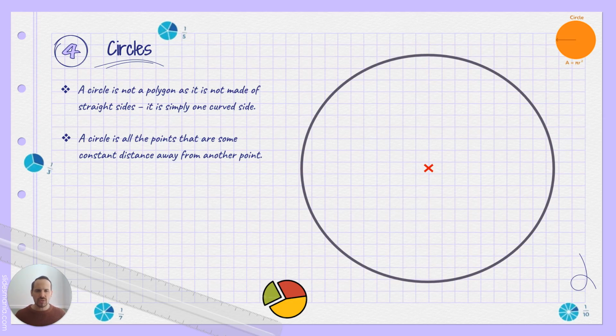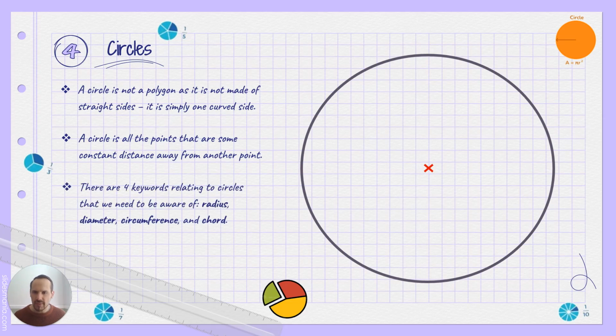It's an example of what's known as a loci. Won't get into that right now, but you'll see what exactly I mean by that when we look at these keywords relating to a circle. So a radius. A radius is basically the distance from the center to any point on the circumference. Because you see, as I rotate this round, it's the same distance in all directions. So that's fundamentally what a circle is.